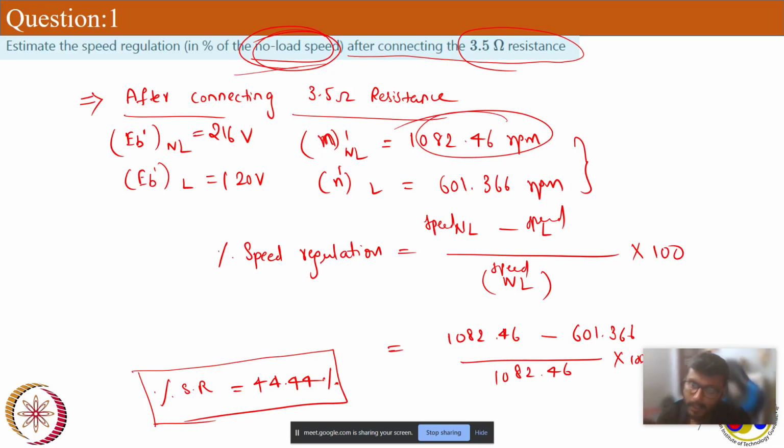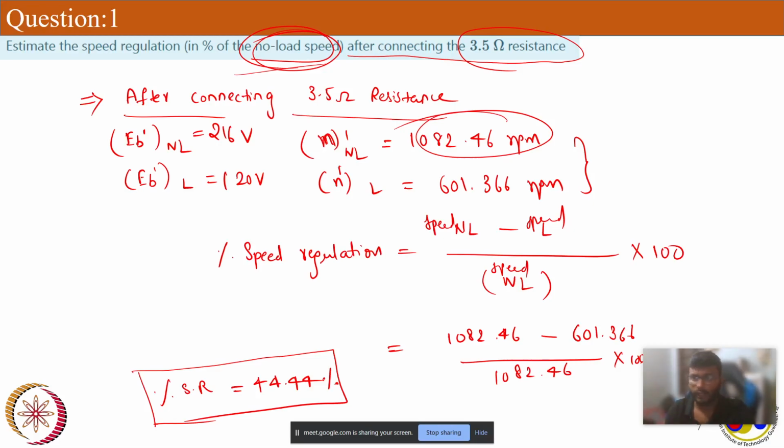So it means that my speed variation is very high here. From 1000 rpm to 600 rpm, it's almost 40% variation I have observed. After connecting 3.5, my speeds between no load and load have changed by around 44%. So this speed regulation is very high. It's not desired, this kind of speed regulation. And this is the way to calculate the speed regulation.